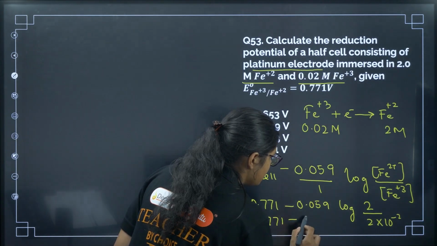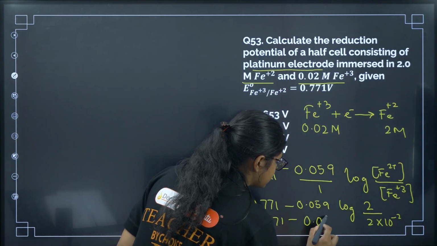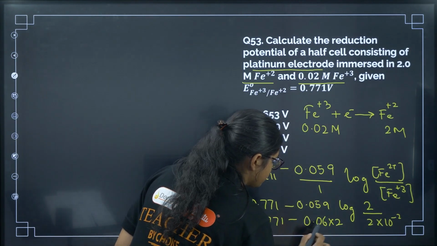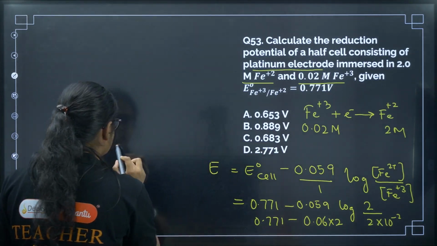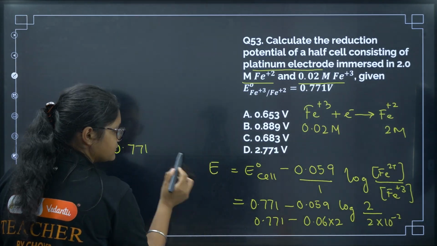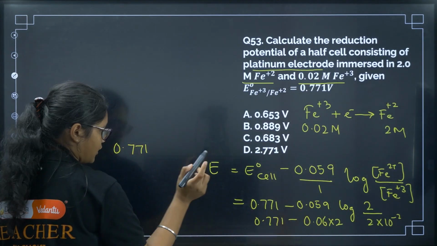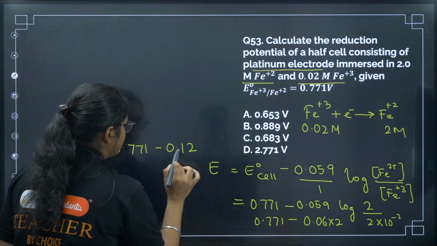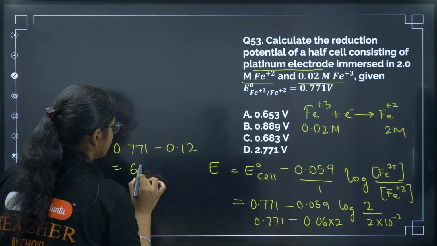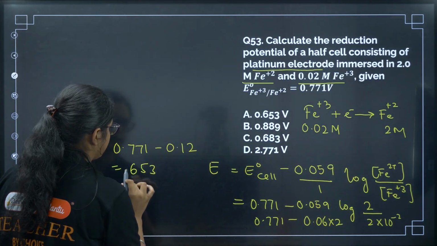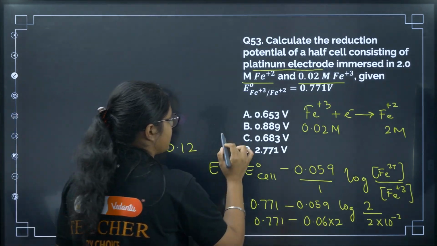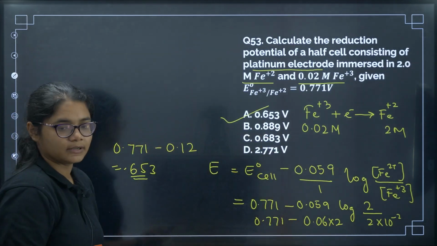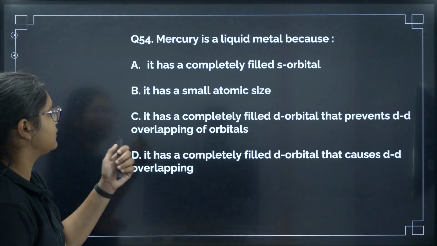So we get 0.771 minus 0.06 into 2. I rounded it off to 0.06 for easy calculation, minus 0.12. So we will get around 0.653, or around 0.65. So the correct answer for this question is option A. Easy one, easy calculation.